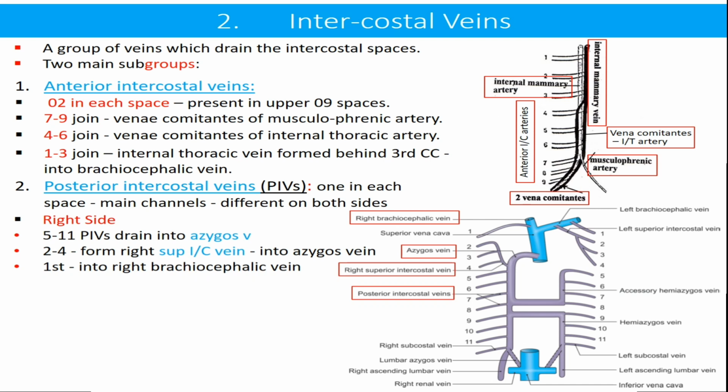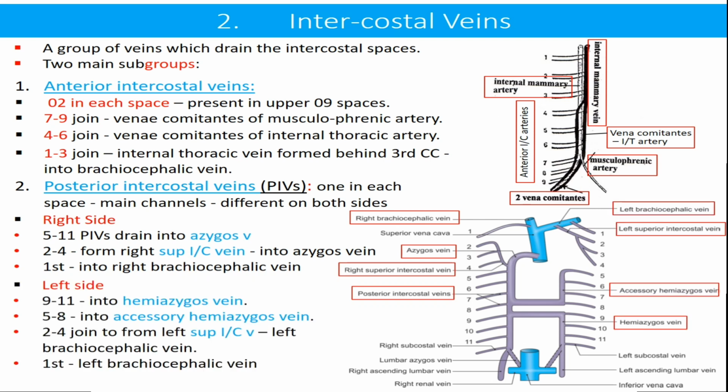On the right side, 5 to 11 posterior intercostal veins drain into azygous vein. Second, third and fourth form superior intercostal vein and ultimately drain into azygous vein. And first posterior intercostal vein drains directly into the right brachiocephalic vein.